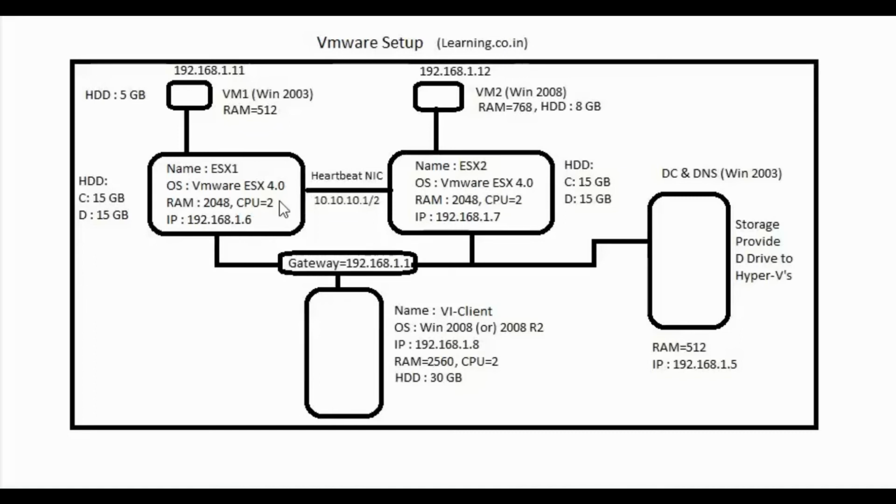The IP address is 192.168.1.6 and 7; ESX2 is the 7. And afterwards, you can see here that we have created storage. We don't have a SAN or NAS, right? So we'll be using some third party tool in order to use as a SAN.